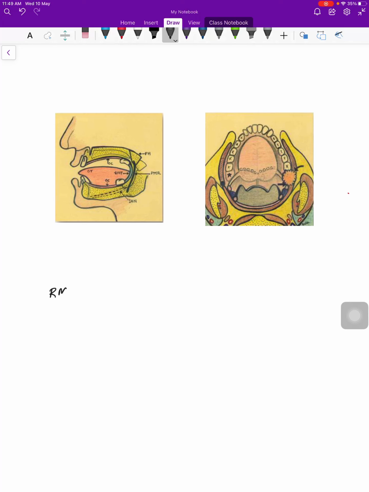Hi, the topic for discussion is retromolar trigone. So, retromolar trigone is a mucosal space. From the name itself, it suggests that it's a retromolar space.